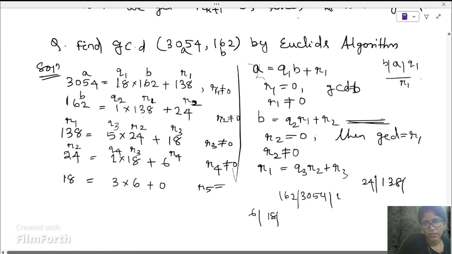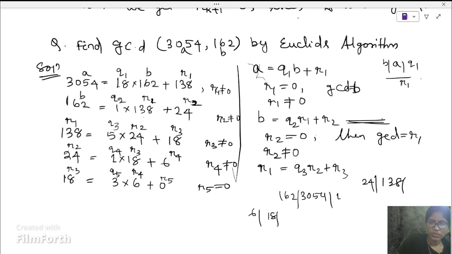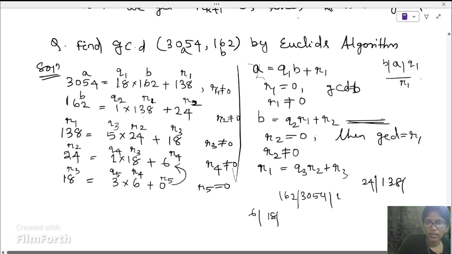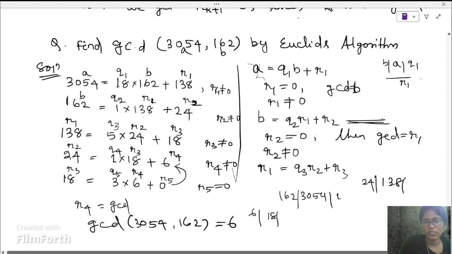Here r5 is equal to 0. This is r5, this is r3, and here is q5, r4. That implies r5 is 0. From the Euclidean algorithm, we know that the previous remainder is the GCD. Here r4 is our GCD. That implies the GCD of 3054 and 162 is equal to 6.